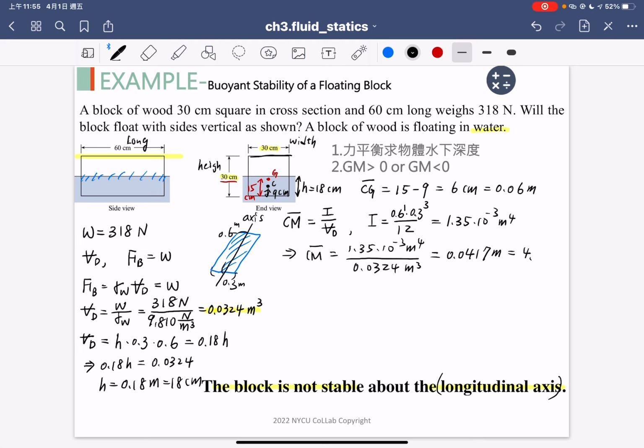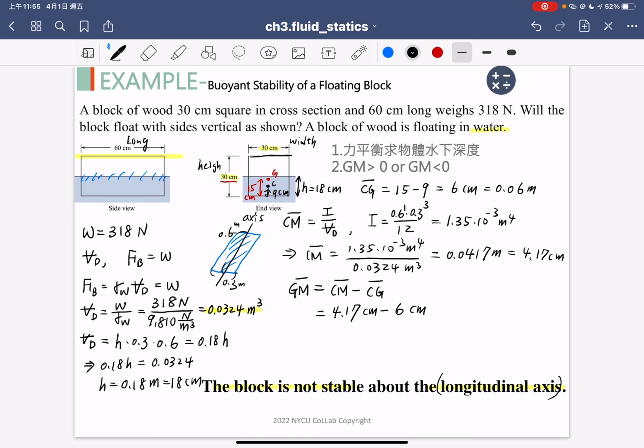So it is equal to 4.17 centimeters. Okay, so right now you can compute the GM length, because the GM length is equal to the CM minus the CG length. So I use the centimeter unit. So the CM is 4.17 centimeters minus the CG, which is 6 centimeters.